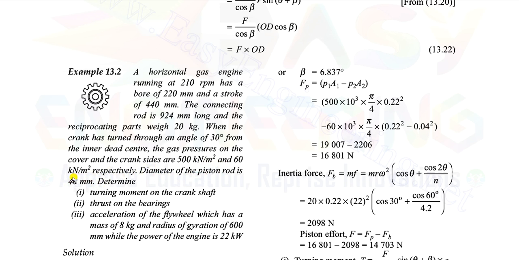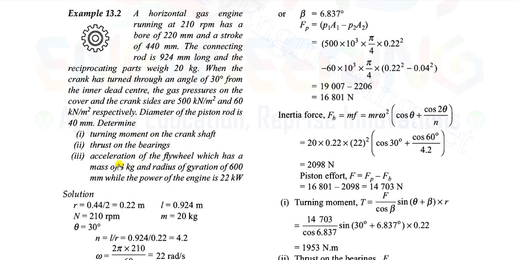Okay, so now from this you will calculate A2, and this is your P2, this is your P1, and this is your bore diameter. So this will become the cover end side. So this diameter will give you A1. This diameter will give you A2. And this is P1 and this is P2. Now you have to solve for the turning moment on the crankshaft. So finally you have to calculate the turning moment on the crankshaft, which is F into R into sin theta plus beta by cos beta.